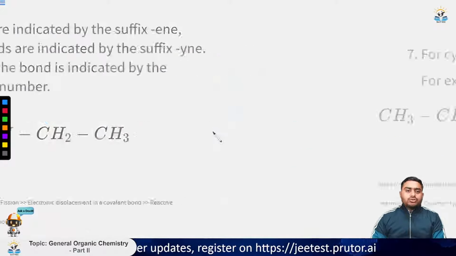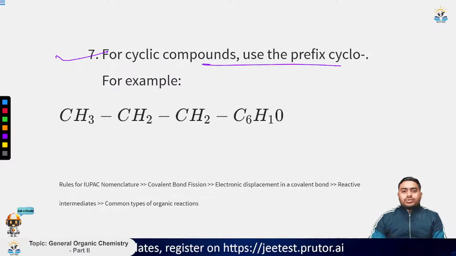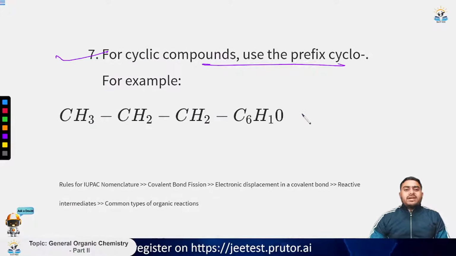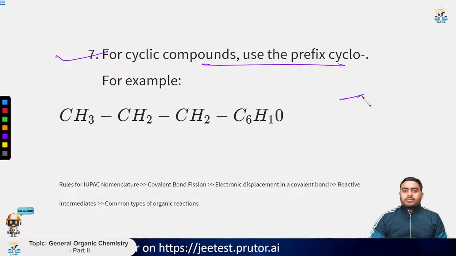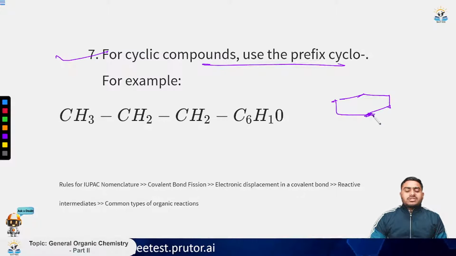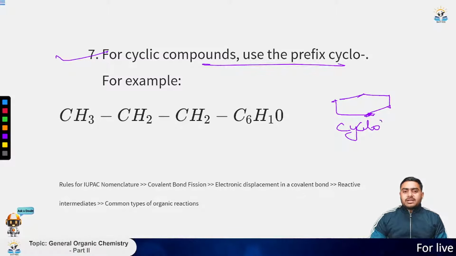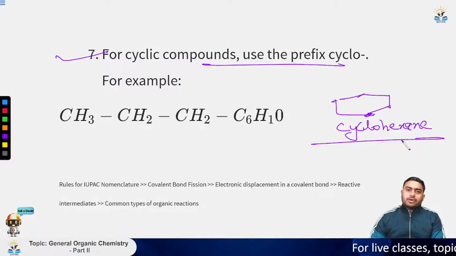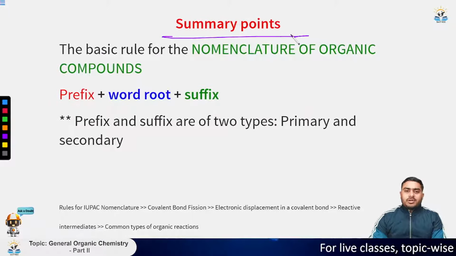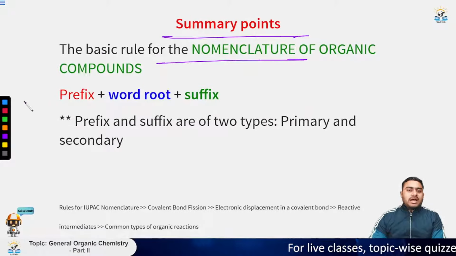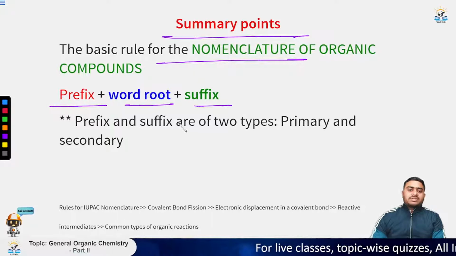For cyclic compounds, use the prefix cyclo. For example, if any cyclic compound is here, like this, suppose this is a 6-membered ring. So this is a cyclic 6-membered compound, so you have to use cyclo and then write the nomenclature for normal compounds like hex and ane. So it should be cyclohexane. Similarly, cycloheptane, cyclopentane, like this. Okay, then the summary points. The basic rule for the nomenclature, I told you already: prefix, word root and suffix, they are important.